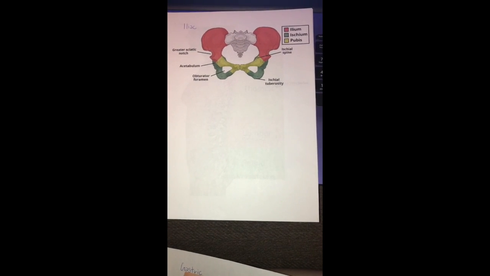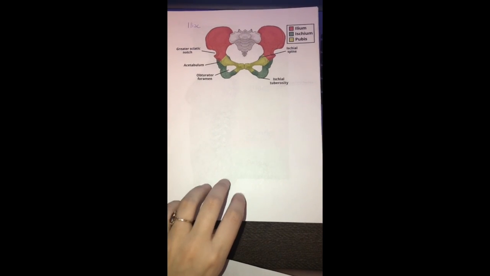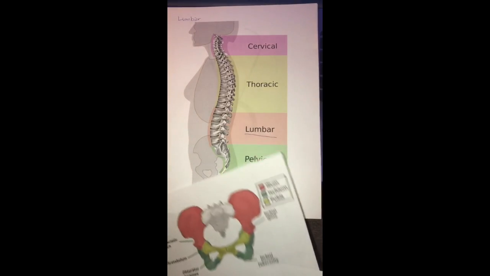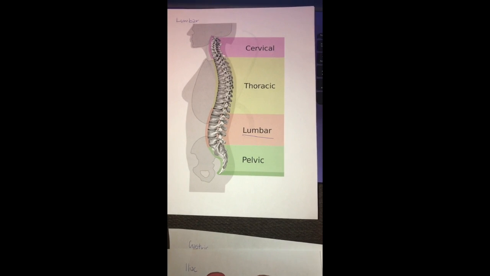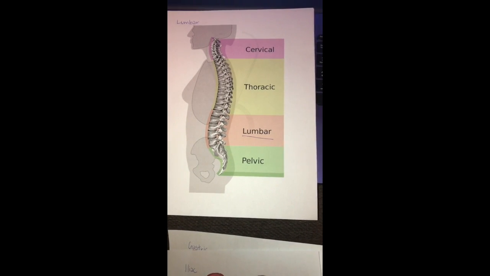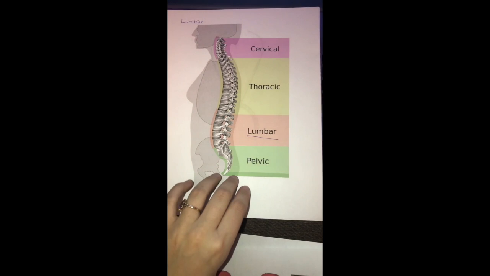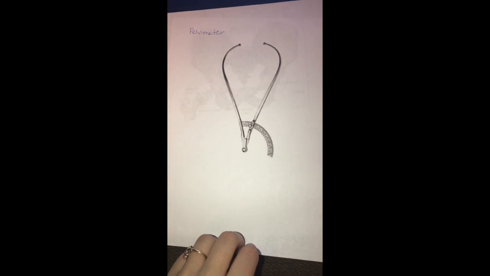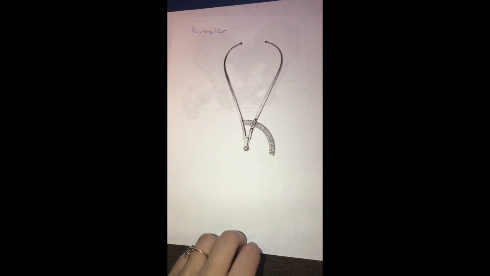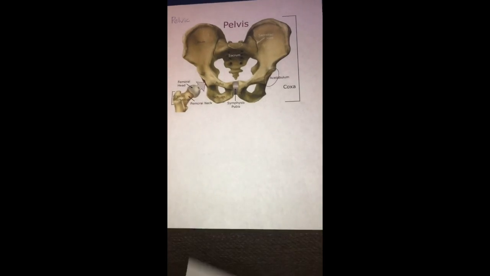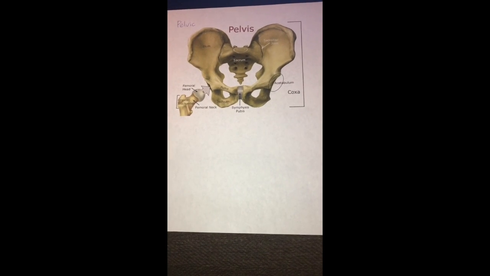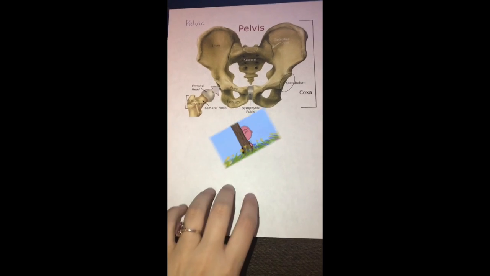The iliac region is pertaining to the ilium. The lumbar region is pertaining to the lower back or the loins. Pelvimeter is an instrument used for measuring the pelvis. Pelvic, pertaining to the pelvis.